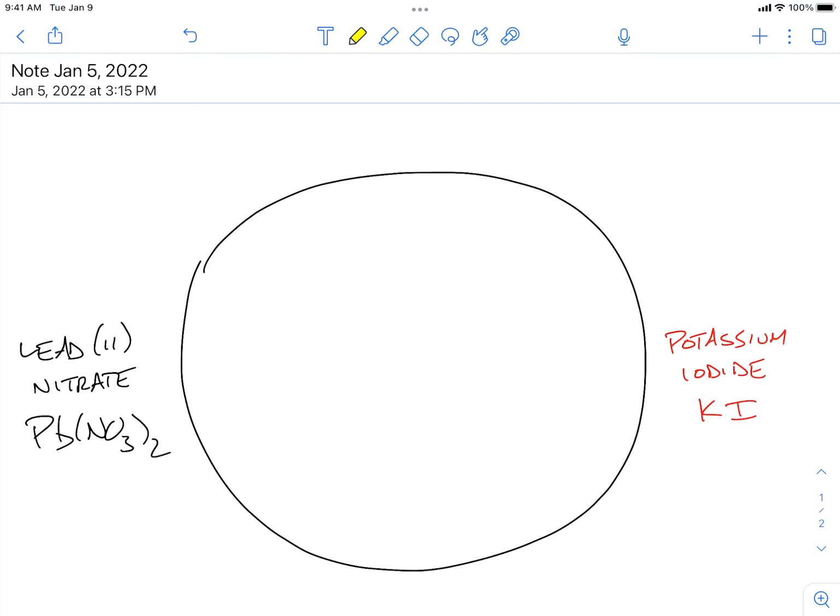We're going to go through the modeling portion of our lead nitrate and potassium iodide experiment. In this portion, what we try to do is envision why we think the reaction happened the way that we did. In this model, I'll first show you what we don't want you to do.